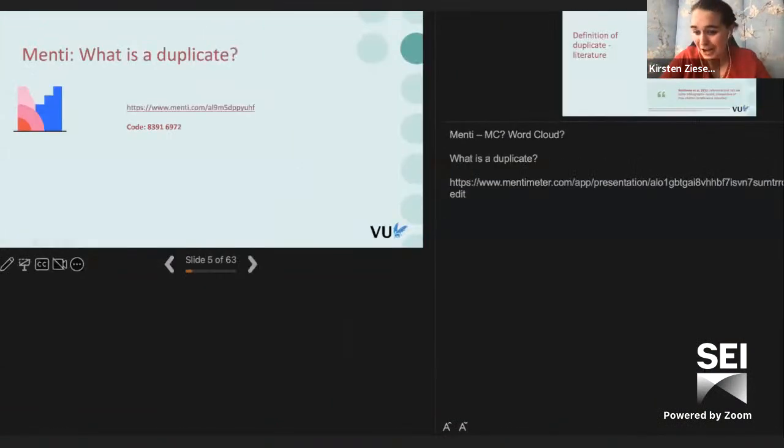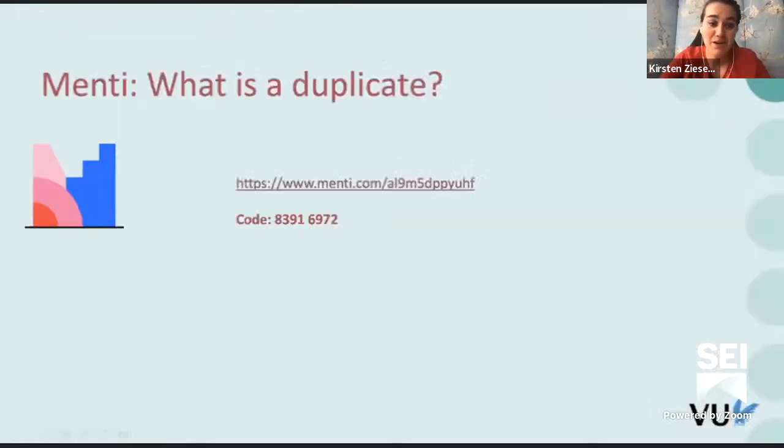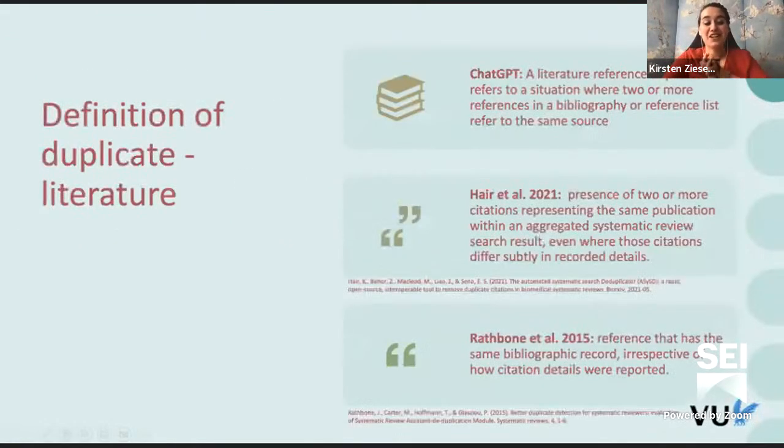I also asked this to a common chat that you might all be familiar with. Here it is. I asked ChatGPT, what is the definition of a duplicate? It replied, a literature reference duplicate refers to a situation where 2 or more references in a bibliography or reference list refer to the same source.